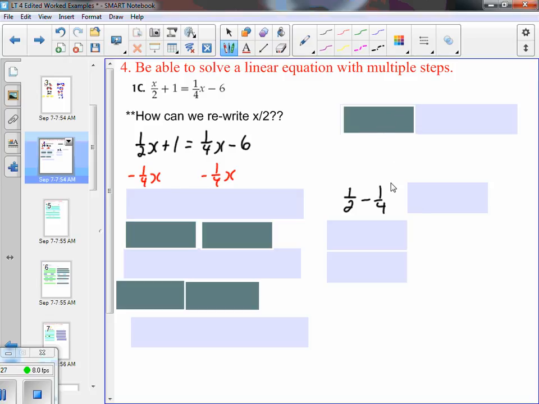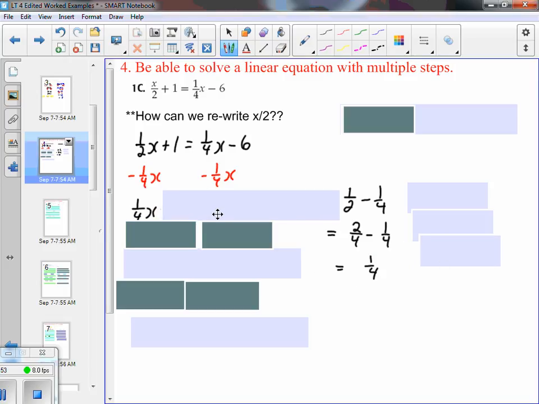You may not like it, but you know how to work with fractions. So to simplify 1/2 x minus 1/4 x, I need to figure out what 1/2 minus 1/4 is, right? To do that, I need a common denominator. 1/2 is the same thing as 2/4. So then 2/4 minus 1/4 is 1/4. So 1/2 x minus 1/4 x is 1/4 x.